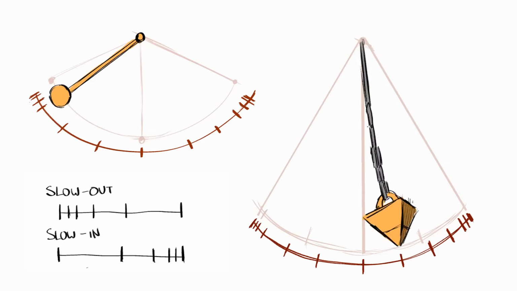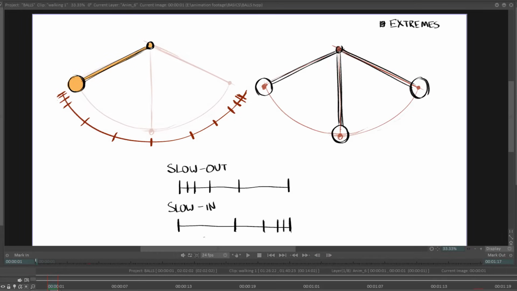We're going to put both of these into action with the pendulum, but let's first start by drawing in our extremes. That being the pendulum at the highest point of the arc on the left, completely straight down at center, and then its highest point on the right.